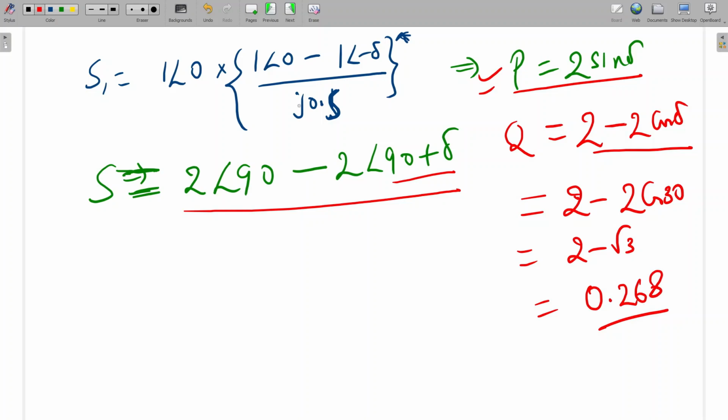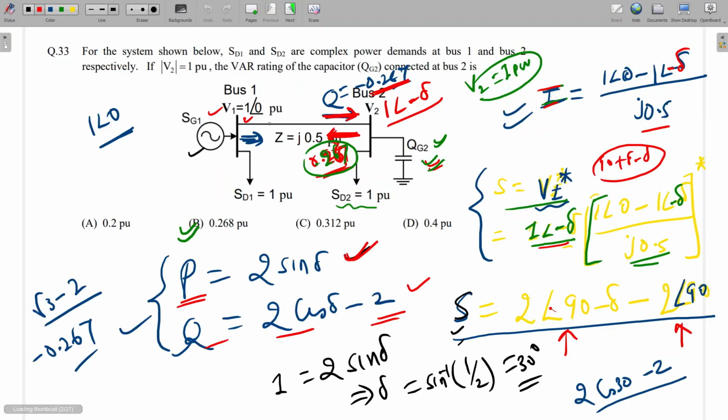So from this side also, we can say that this line requires reactive power from this side and this side both. From this side also 0.268 and from this side also 0.268. So who is consuming this reactive power? This reactive power is consumed by this line reactance. Okay, so we can verify this.